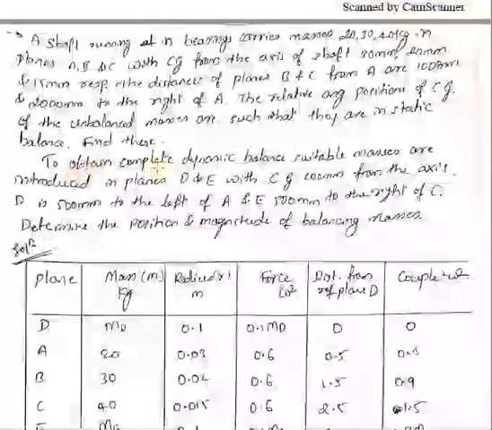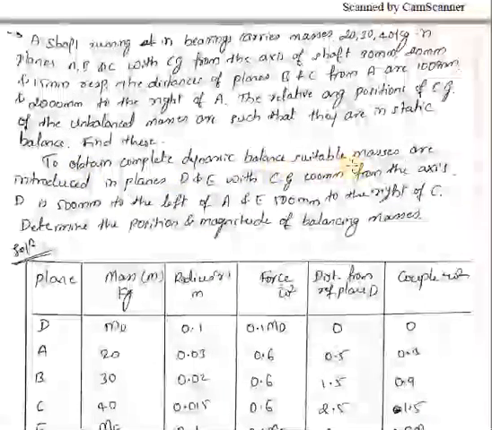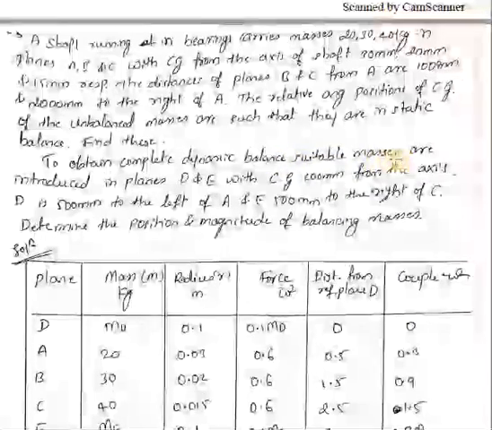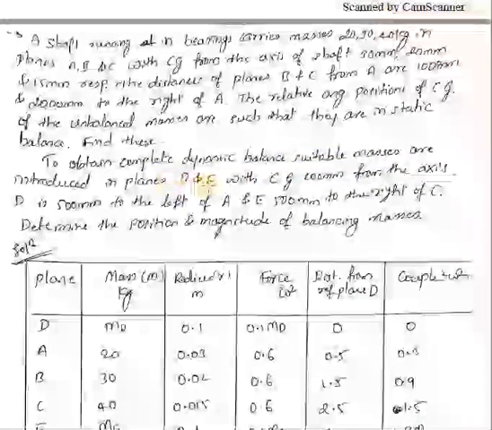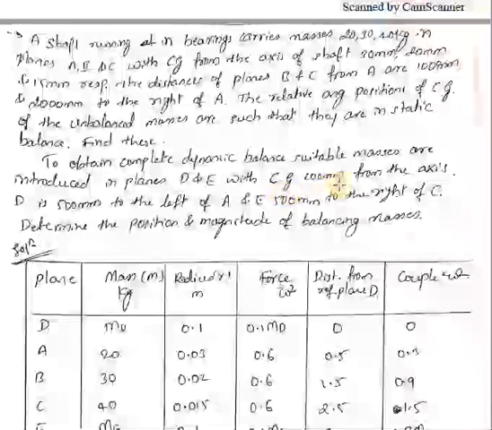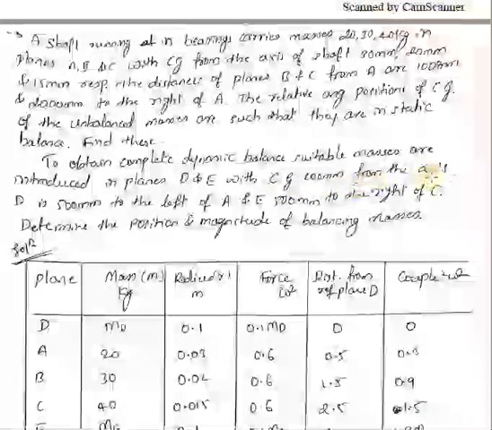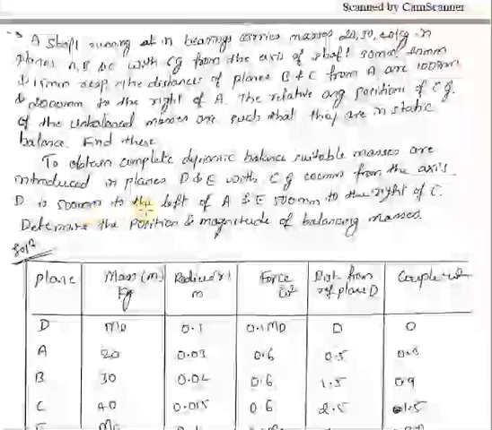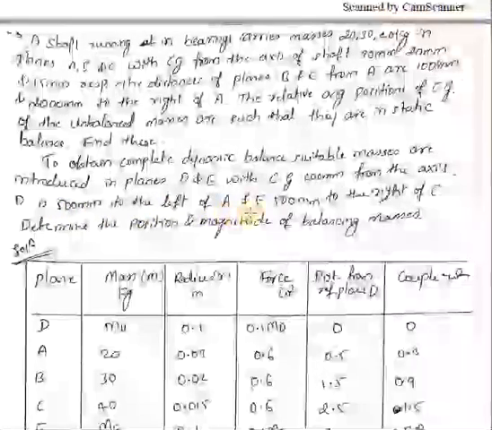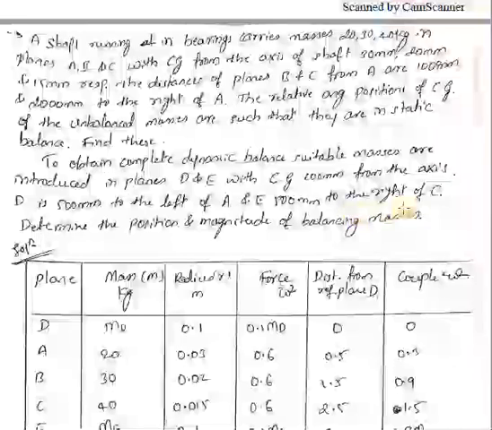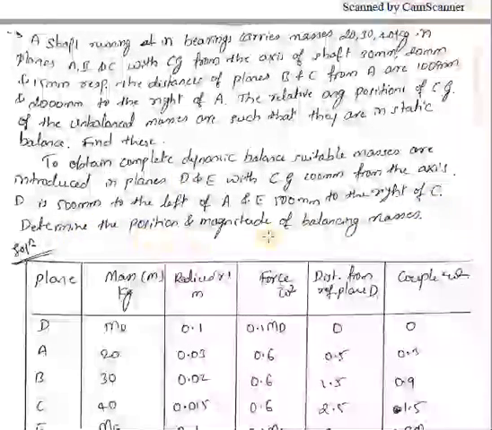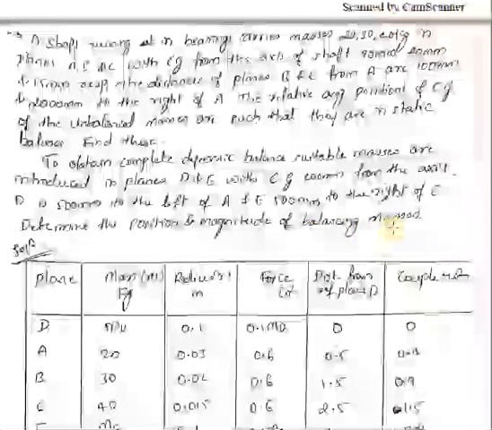Find this to obtain complete dynamic balance. Suitable masses are introduced in planes D and E with center of gravity 100 mm from the axis. D is 500 mm to the left of A and E is 500 mm to the right of A. Determine the position and magnitude of balancing masses.